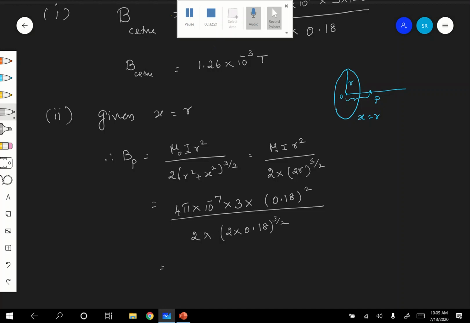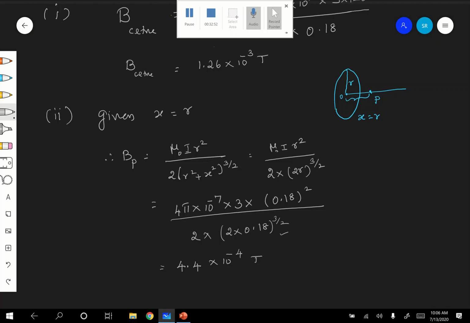Okay, on solving, here I think you know how to take log and all, so on solving you will be getting this one as 4.4 into 10 power minus 4 Tesla. Here they have not given the direction of the current and all. See, that is very important. Therefore, you cannot find out the direction of the magnetic field. Okay. So the direction of the current is not given.